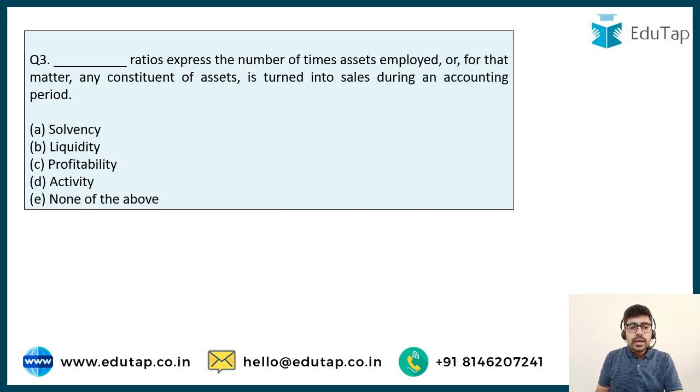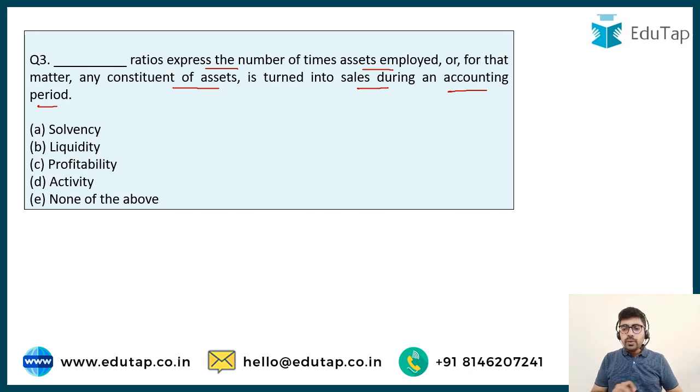Now let's move to the next question. This question is, dash ratios express the number of times the asset employed, or for that matter any constituent of assets, is turned into sales during an accounting period. Solvency, liquidity, profitability, or activity, or none of the above.